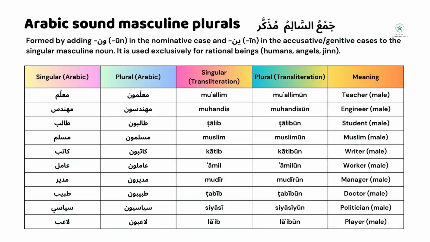Jama salim muzakkar: Arabic sound masculine plurals are formed by adding una in the nominative case and ina in the accusative or genitive cases to the singular masculine noun. It is used exclusively for rational beings, for example, human, angel, jinn. Here are some examples.